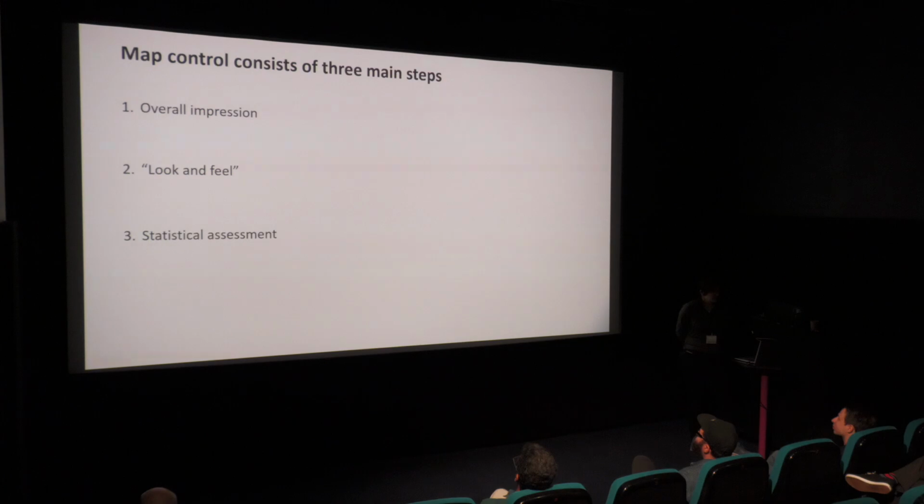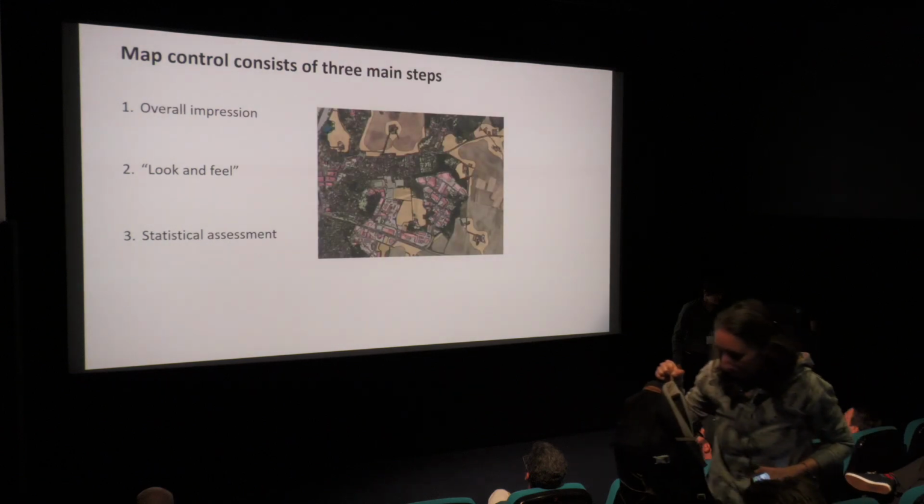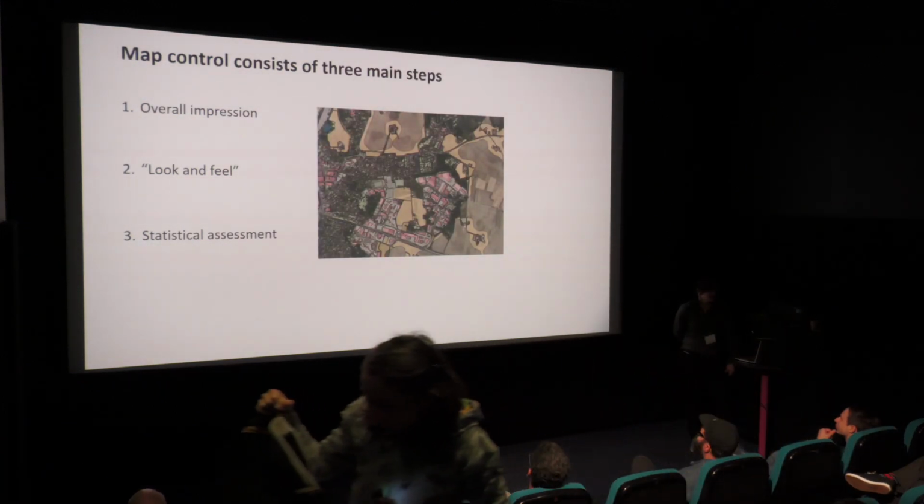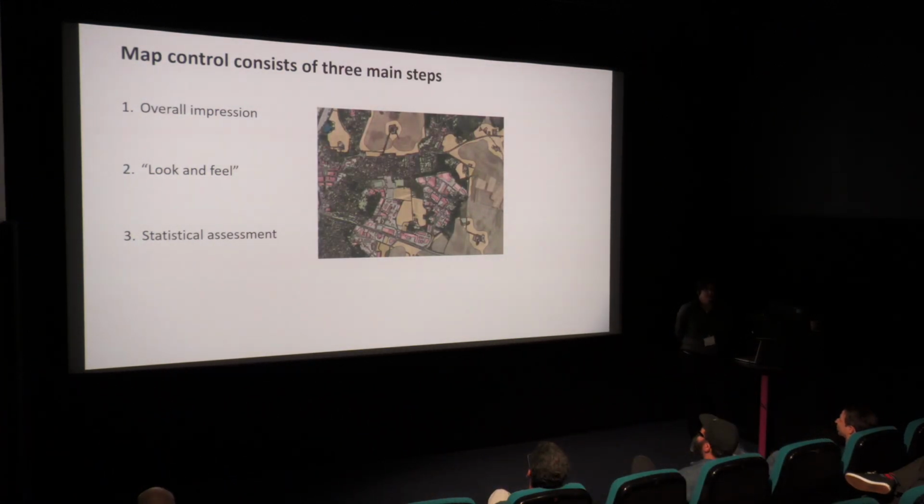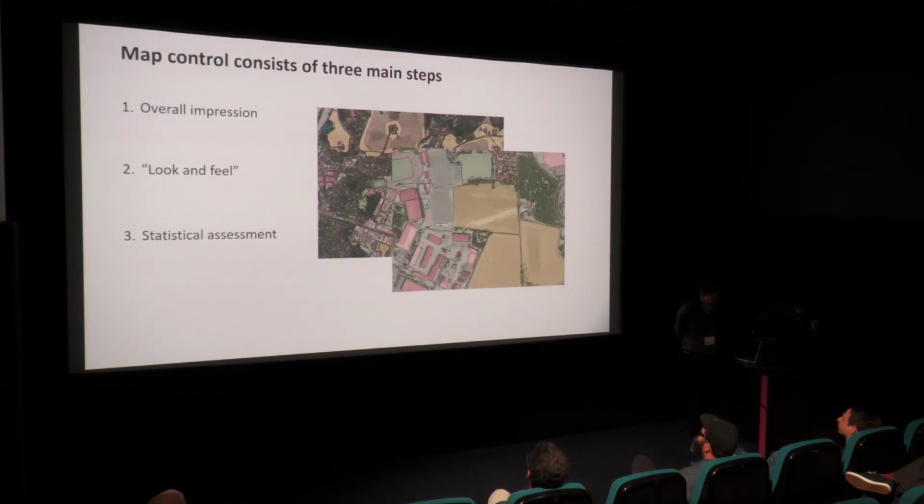When we check a map, the evaluation follows three main steps. First, we zoom out and pan around to get some kind of an overall impression. Next, we zoom in to areas, maybe areas we know, so we take a look to get a better impression of the quality. And finally, we do the statistical assessment.